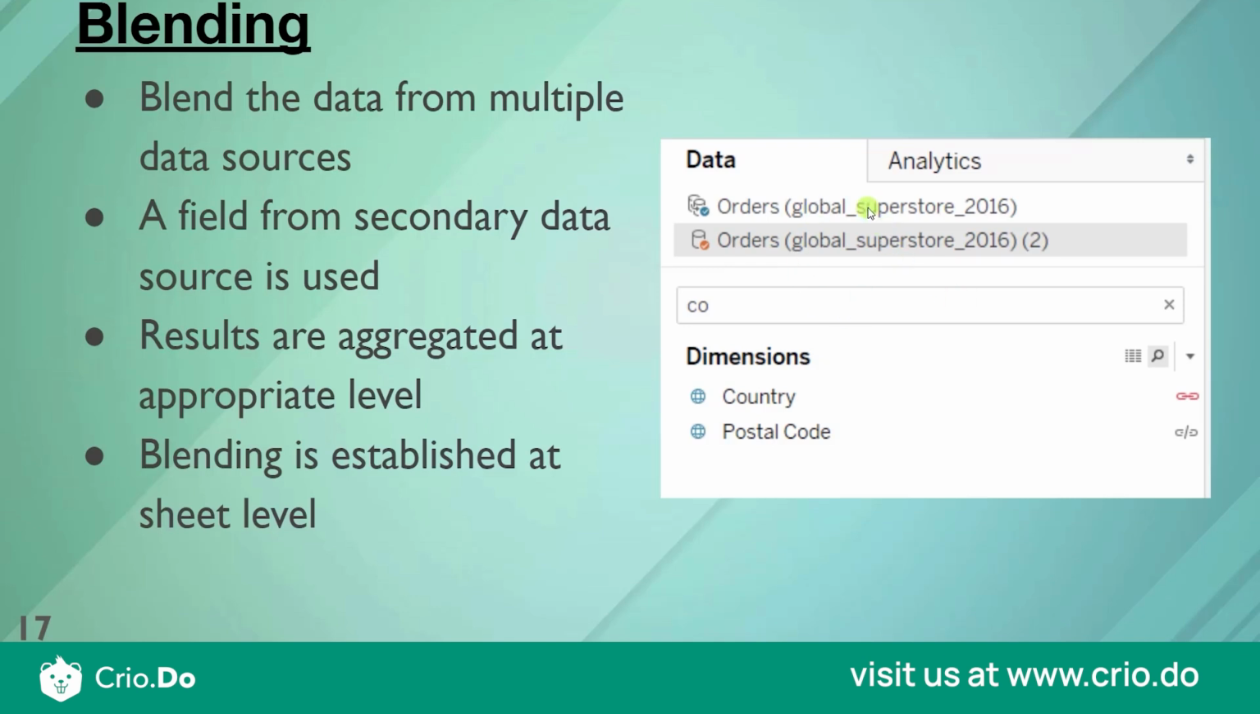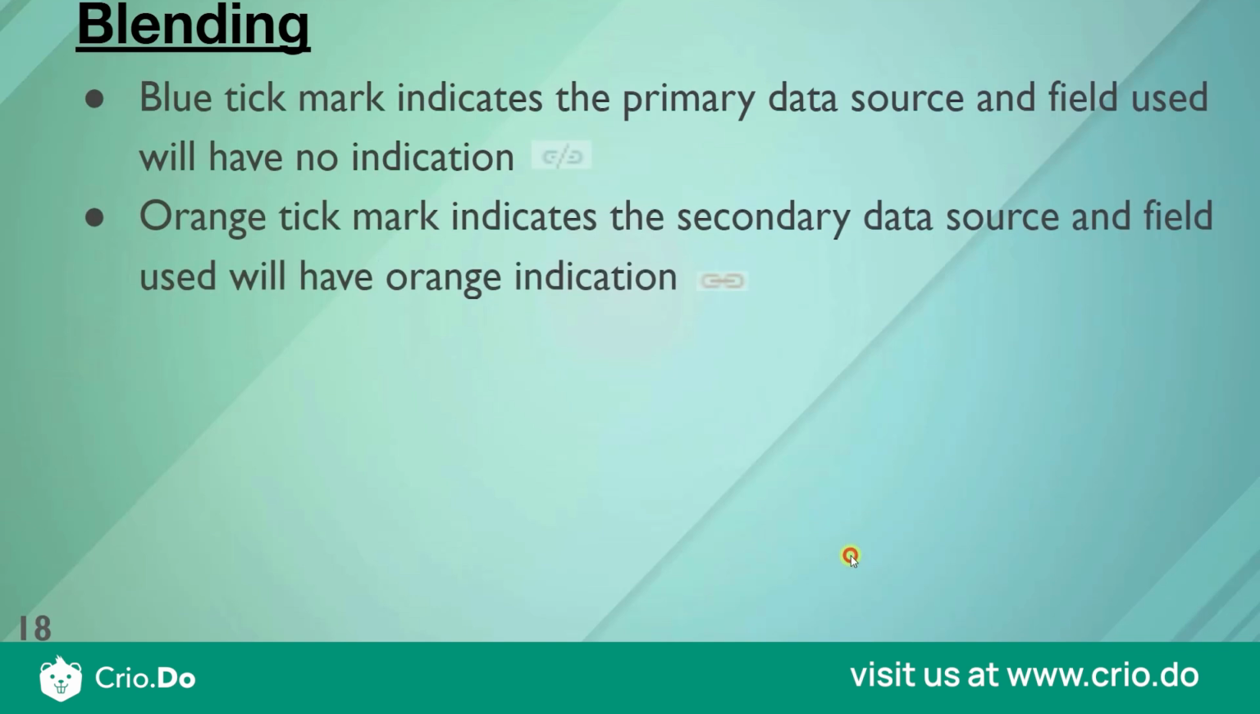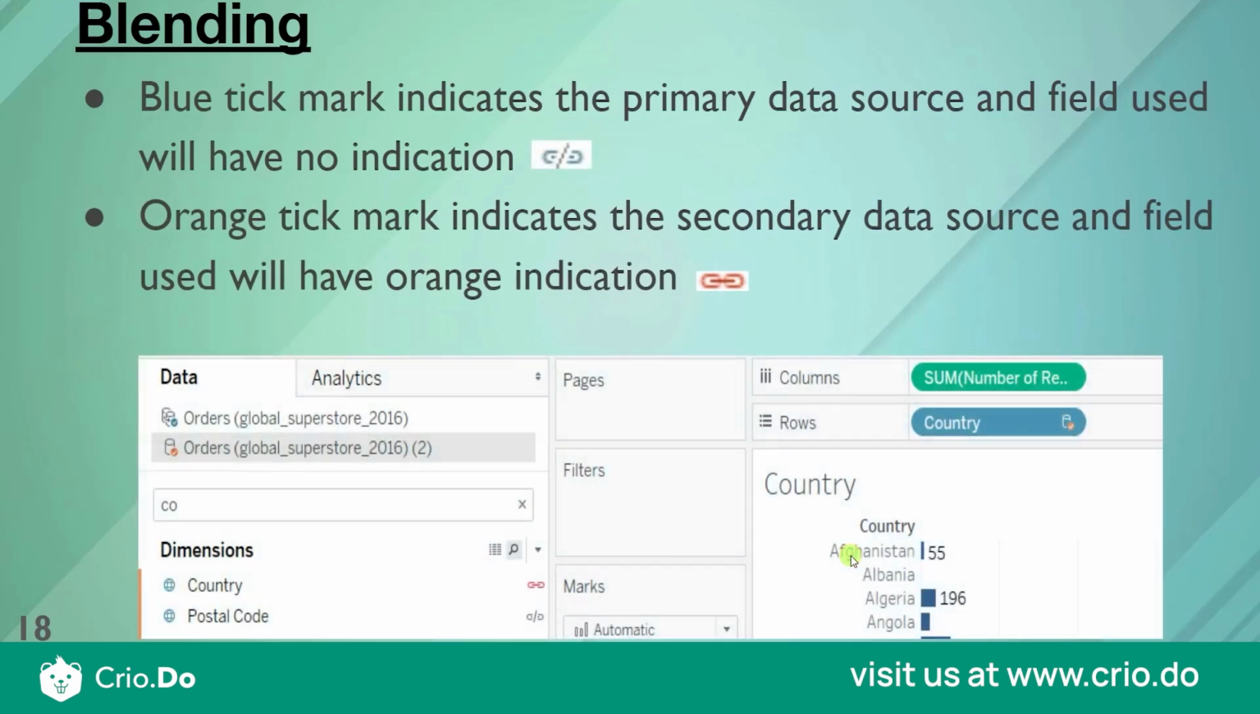If you see here, the first one is coming with a blue mark, and the second one is coming in the orange table. And the secondary data source will have linking marks. We will look into that at a deeper level. Blue tick mark indicates that this is the primary data source. That's basically saying that you connected this data source first. That is called the primary data source. And the field used will have this blue indication.